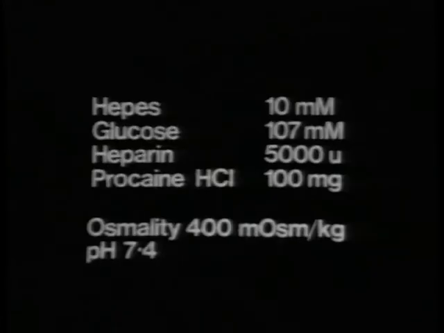I will now show you the actual composition of our solution. You can see the ionic composition is similar to that of plasma, but we have added sufficient glucose, 107 millimoles, to raise the osmolality to 400 milliosmoles per kilogram. We also have heparin and a vasodilator, procaine, present, and the solution is buffered with HEPES.